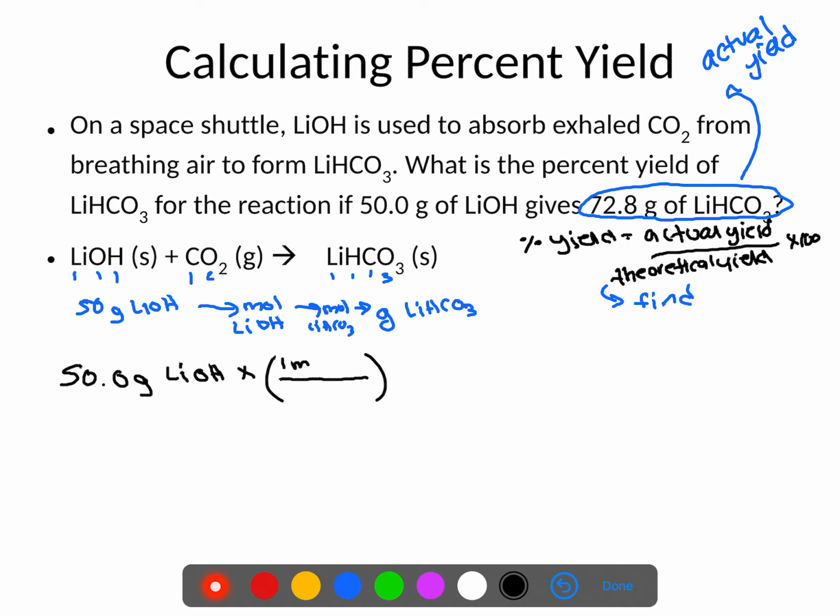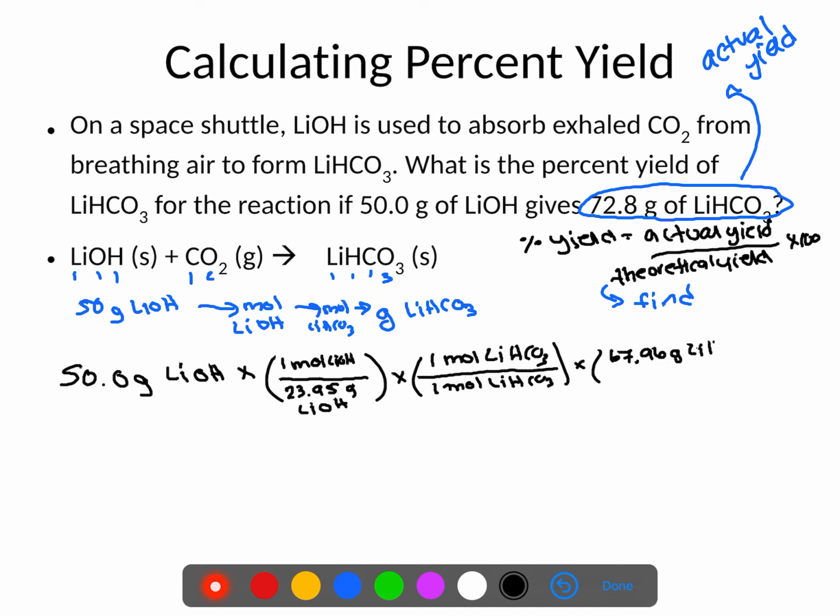1 mole over 23.95 grams. Now my mole ratio, which is 1 to 1, since there's no numbers in front of it. And then my molar mass again to get grams. And again, molar mass, you look at the periodic table and you add all of them together.